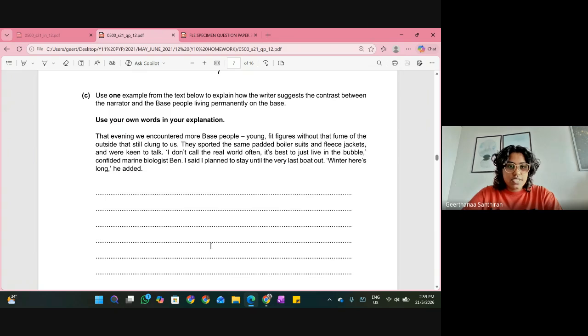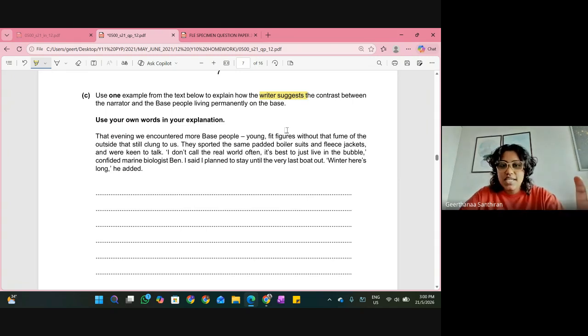So, this is the May-June 2021 variant 12 paper. This is what I'm talking about. C: use one example from the text below to explain how the writer suggests the contrast between the narrator and the base people living permanently on the base. So when you get the words writer suggests, you know it's a writer's effect question.